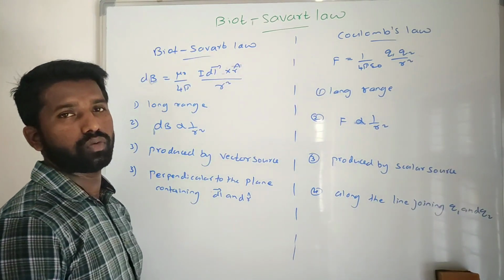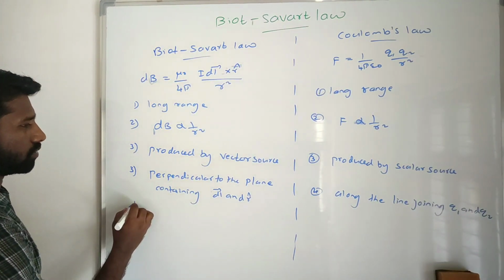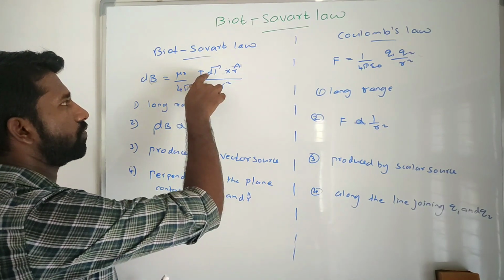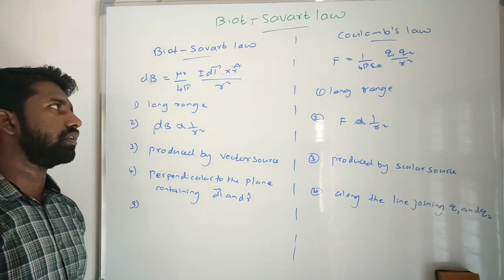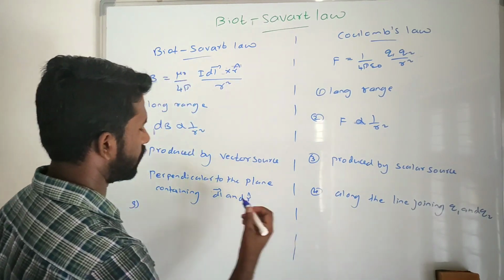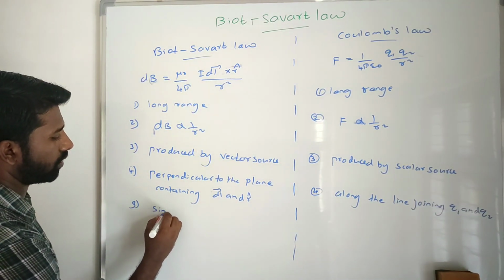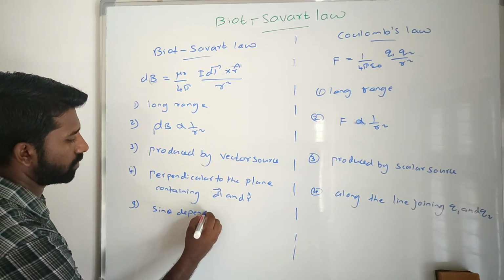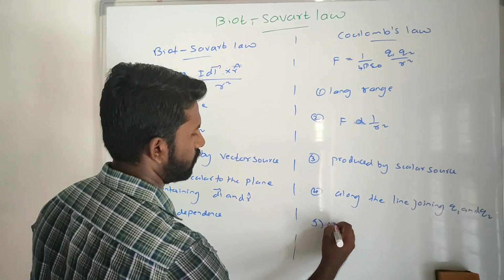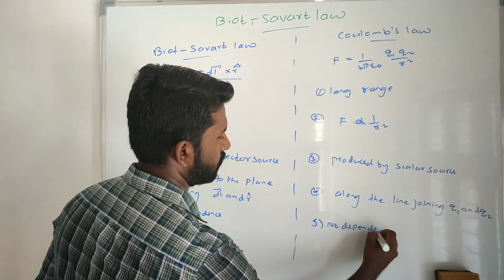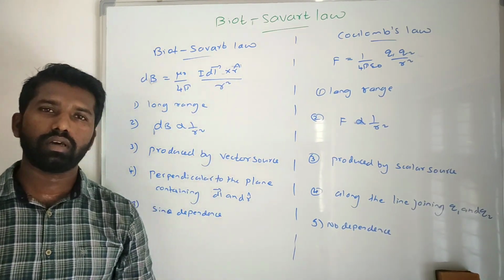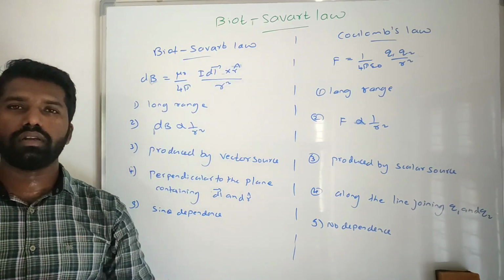Along the line joining q1 and q2. Okay? Then next, sorry, this is the fifth. Here you see that if you expand it, what will you get? I dl sin theta divided by r square. Is there any sine term here? There is no sine term. So here we can say that it has sine theta dependence, and here it is not dependent. Okay, these are the major similarities and dissimilarities of Biot-Savart's law and Coulomb's law.